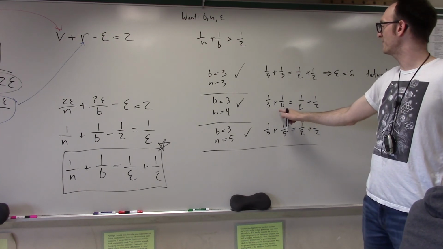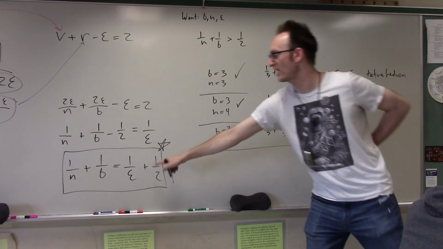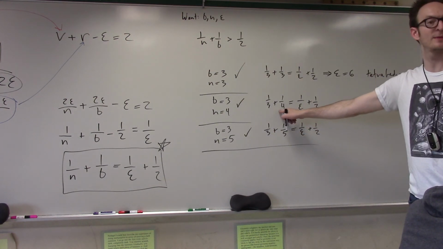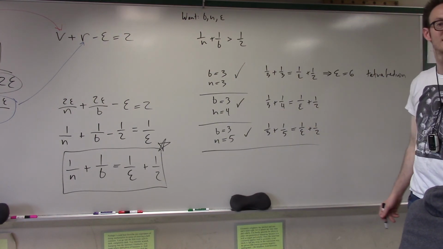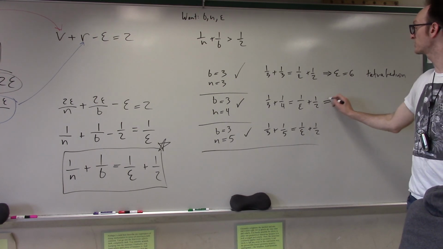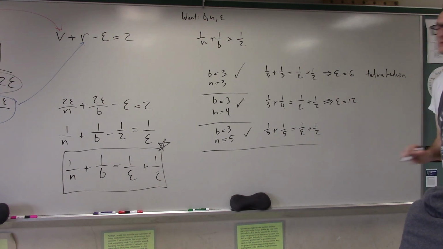What if you have a third plus a fourth? Does that satisfy the fact that the left-hand side is greater than 1/2? It does. And now a third and a fourth is something. What is that? 7/12. So if you subtract 1/2 from that, you get 1/12. And so this is epsilon equals 12. What shape is this? This is the octahedron.